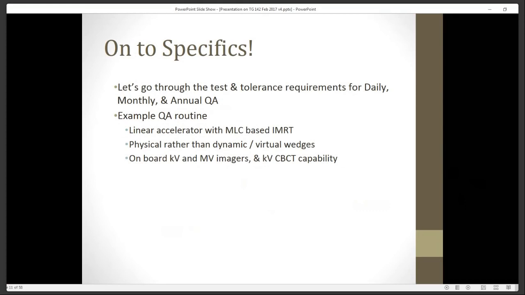All right, so let's move on to some specifics. We'll go through the tests and tolerance requirements for daily, monthly, and annual QA, and then I'll also give some example QA routines.